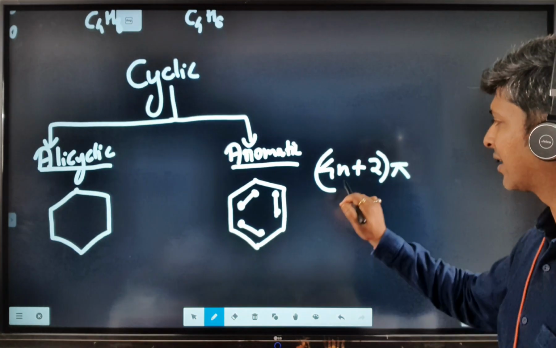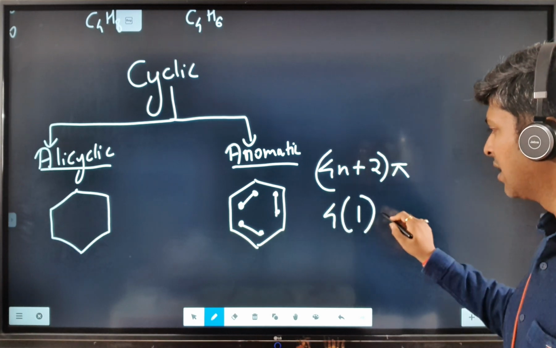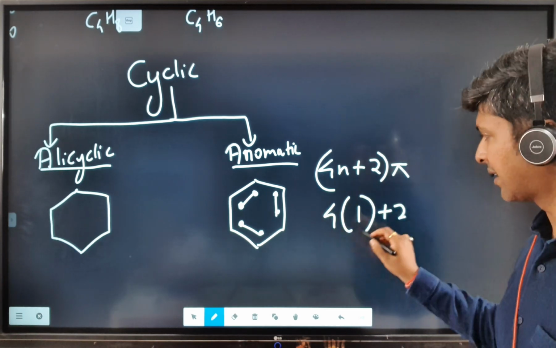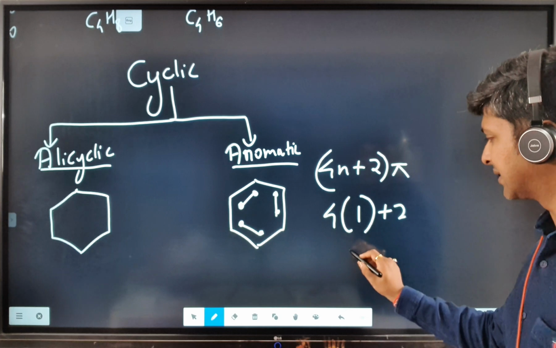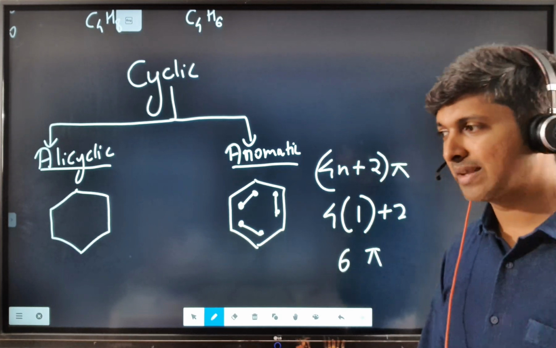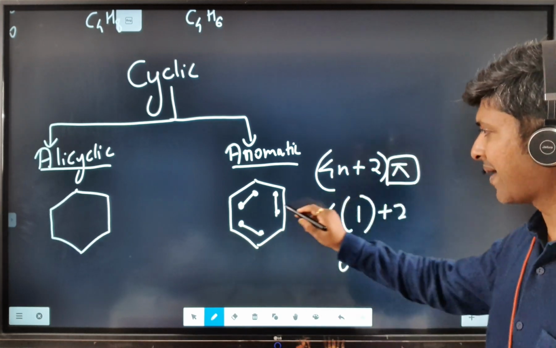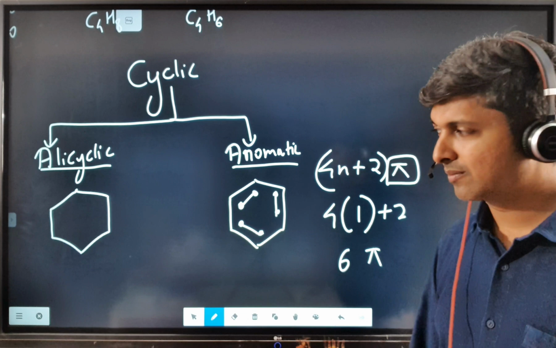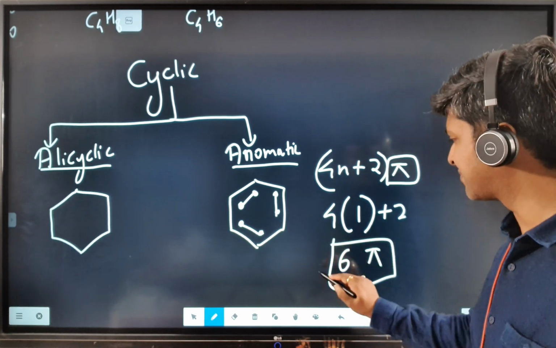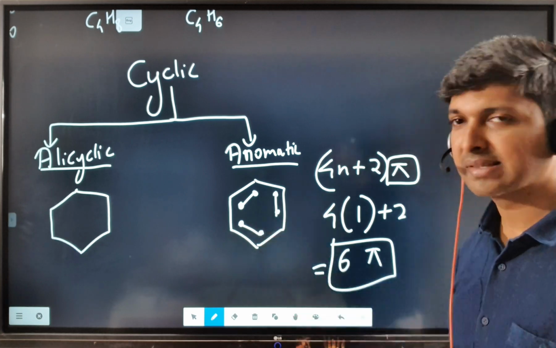That means how to calculate this? n is the number of rings over here. How many rings are here? 4 ones are 4, plus 2, this is just to make you understand. So 4 ones are 4 plus 2 is 6, and 6 pi. Don't write pi over here as 3.14 or 22 by 7. You're not doing maths. This is pi meaning pi electrons. Pi electrons are the electrons which are present in the double bond. So this is having 6 pi electrons, you count 1 2 3 4 5 6. Yes, it is having 6 pi electrons.